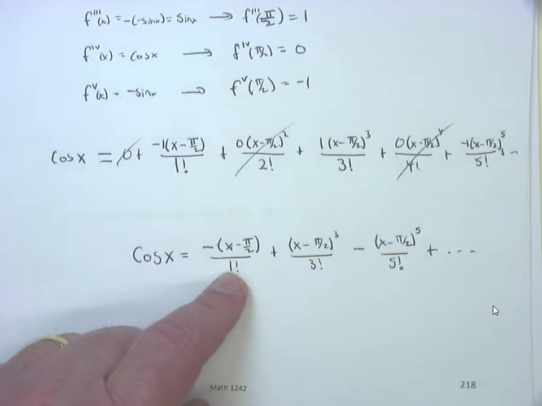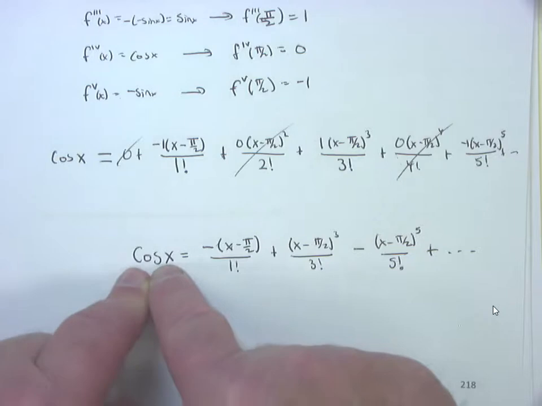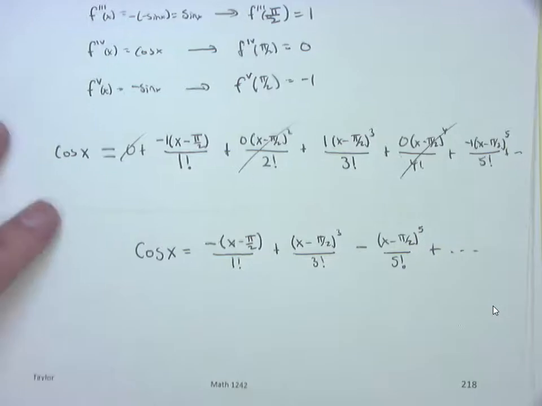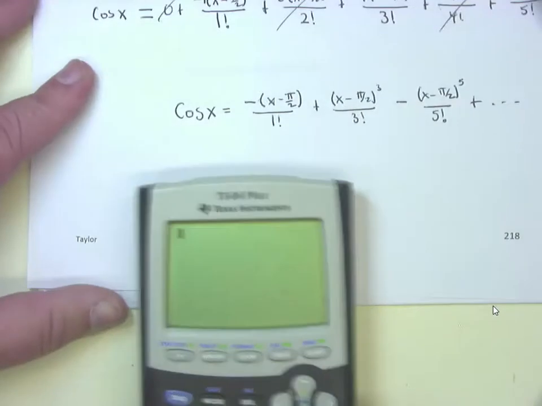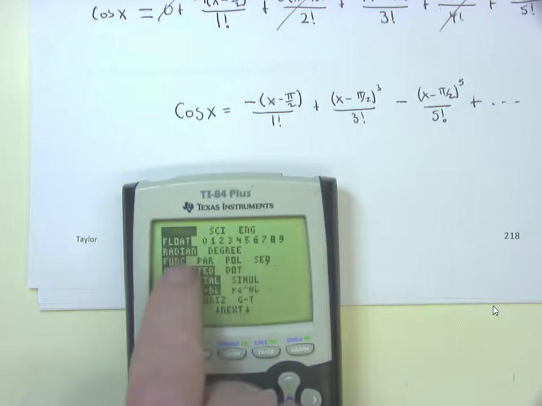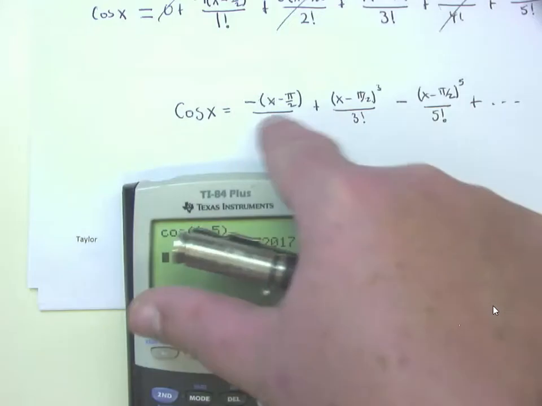And so this function and this guy centered at pi halves is exactly the same thing, and it goes on forever. So if I wanted to approximate this guy right here, cosine of x, what's the cosine of 1.5? I'm in radian mode here, radians, just to let you know. Cosine of 1.5, according to calculators, is 0.07073720717. Does that make sense? How does the calculator do that? Well, let me show you. Instead of plugging 1.5 in here, let's plug it in here.